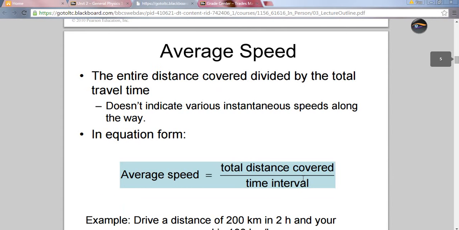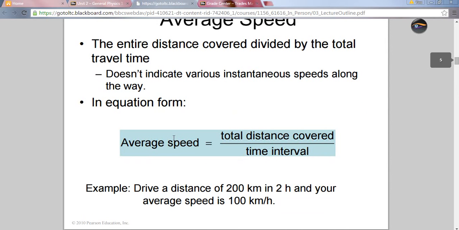Now, average speed is when we look at something probably over a longer period of time, where we look at an entire distance covered divided by the entire amount of time that it took to get there. We take average speed many times when we're looking at maybe a distance traveled for a trip, for instance. Maybe we're going from Milwaukee to Green Bay. And we are obviously going to change our speed periodically throughout that trip, but we can figure out on average what the speed was that we actually went. So you would take that total distance covered divided by the total time interval.